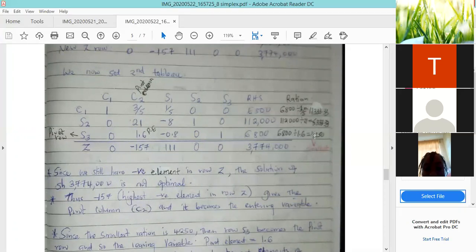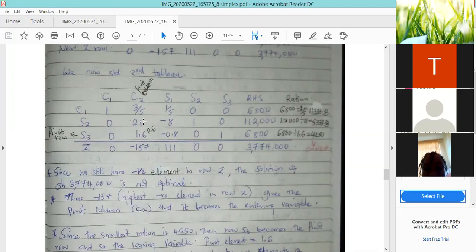So what does that one mean? We are able to identify what we call the pivot row. The smallest ratio, we come up with the pivot row. And the pivot row here will give us the leaving variable. The pivot column identifies the entering variable. So the C2, which is the entering variable, will replace the S3, which is the leaving variable.